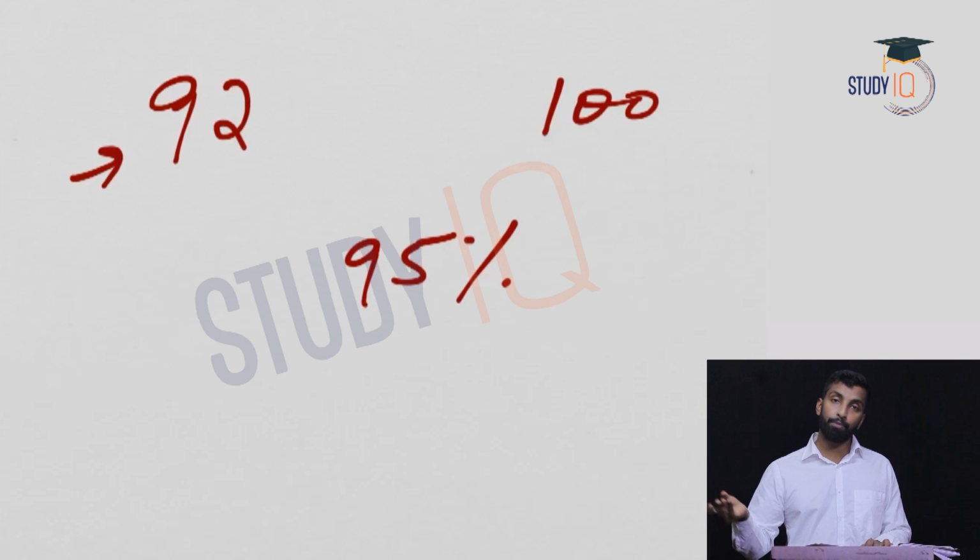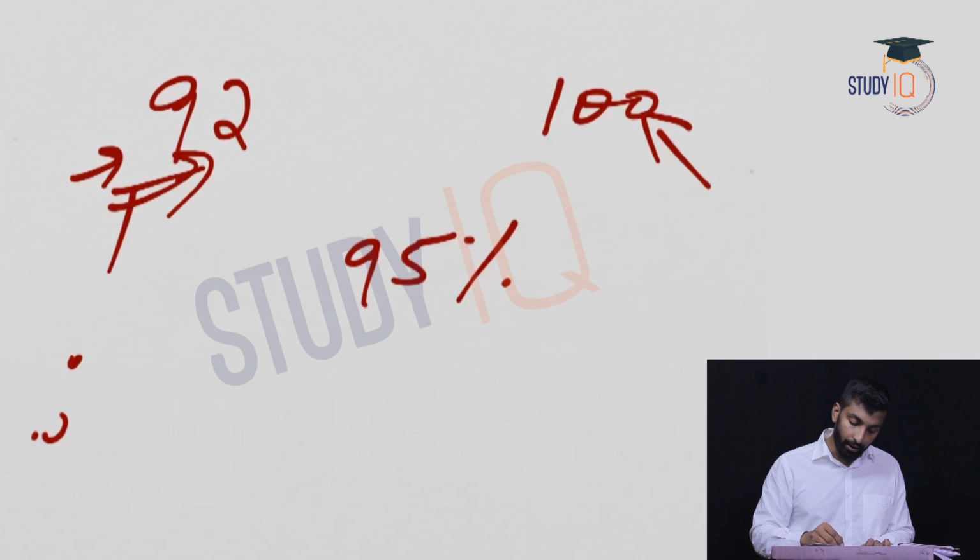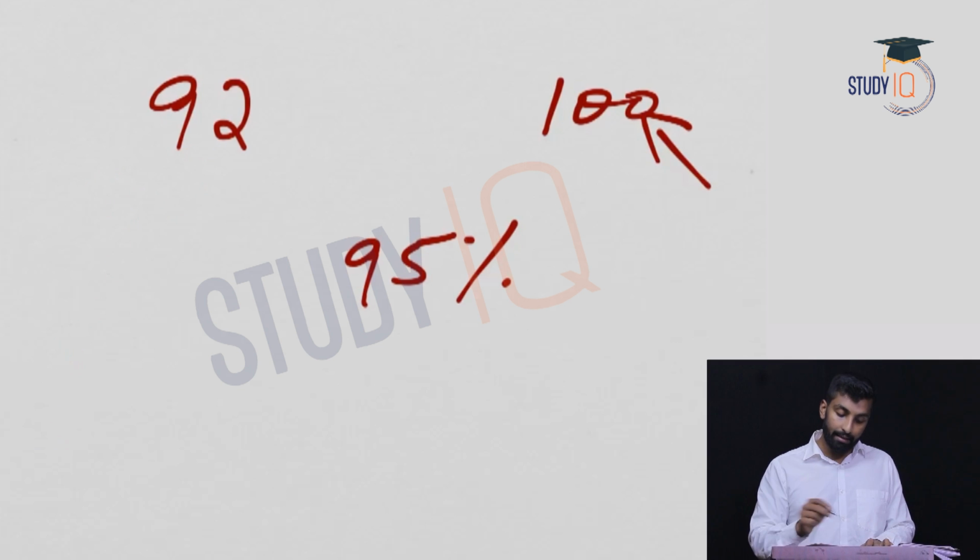So you need to mix some pure milk to this milk so that the concentration will increase to 95. So what should be the ratio? Or if this quantity is given as 10 liters, how much pure milk is required? We'll come to that, but before that let's find out the ratio. What should be the ratio? So what is the condition?